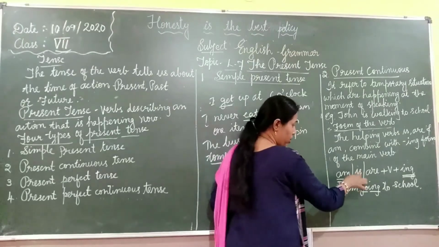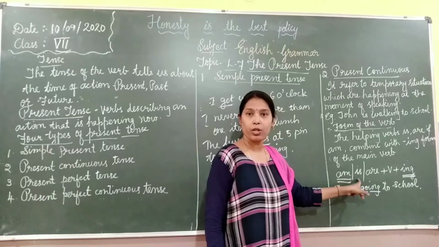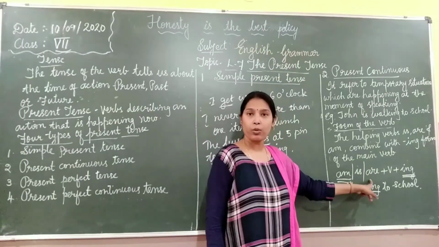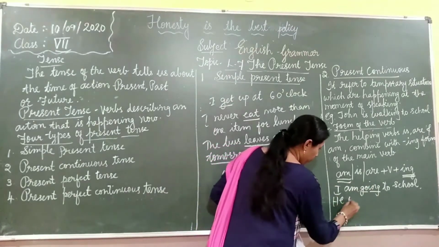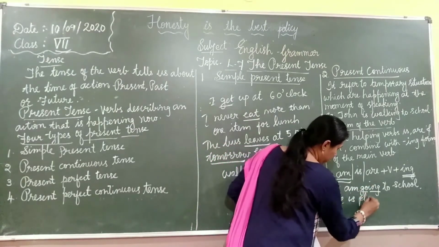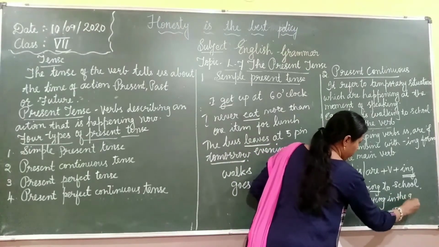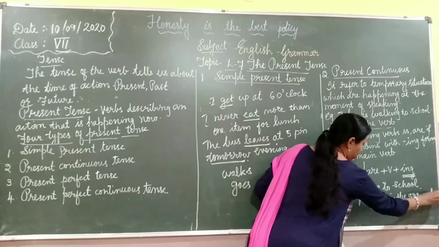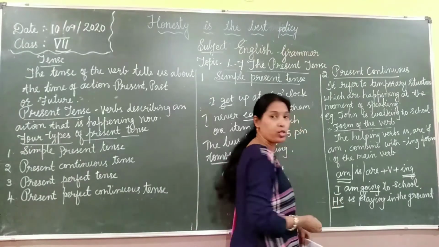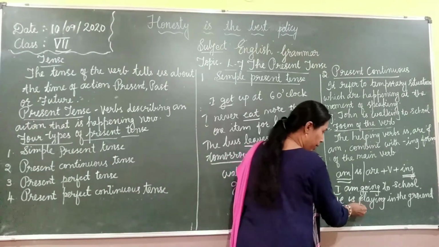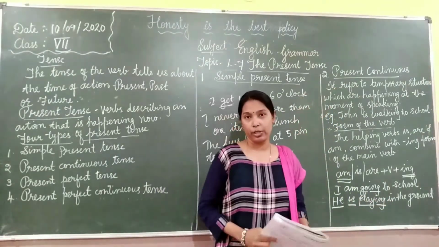Okay. If it is a singular noun, you have to use the singular helping verb. If it is plural, you have to use the plural form of the helping verb. He is playing in the ground. While speaking, the action is happening. He is singular, right? So the helping verb also is singular. This is the verb plus ing. That is present continuous tense.